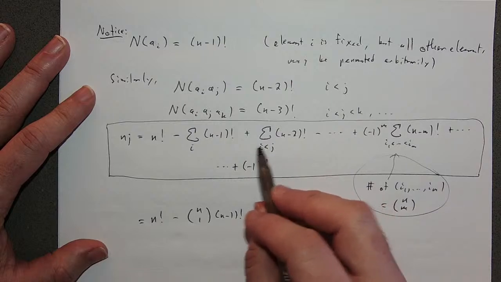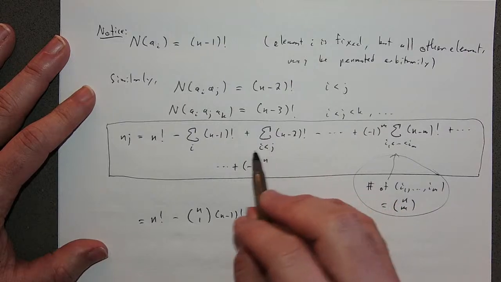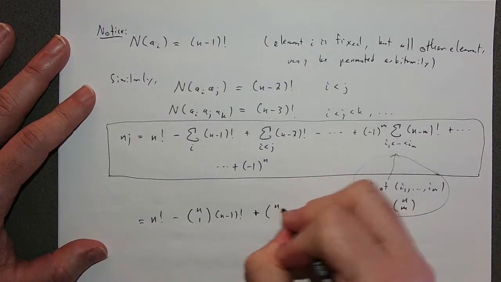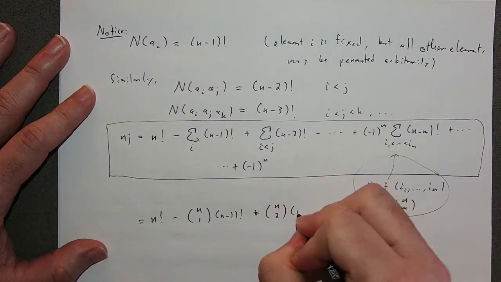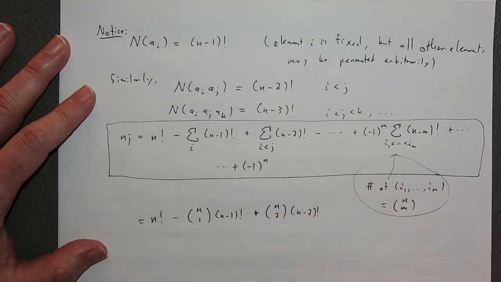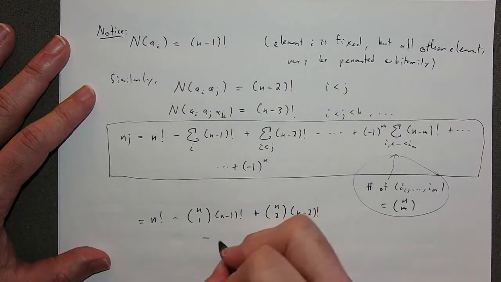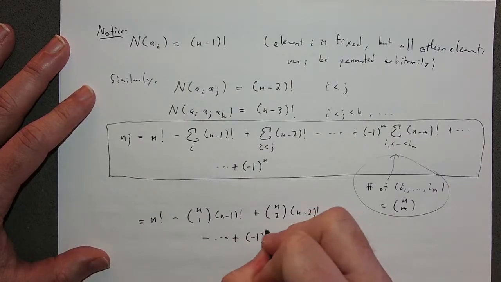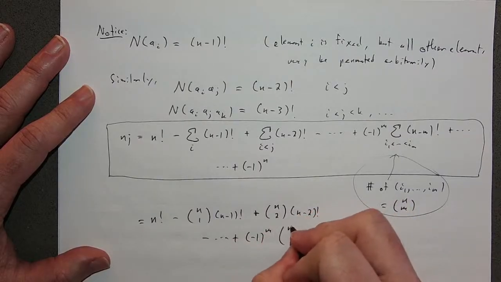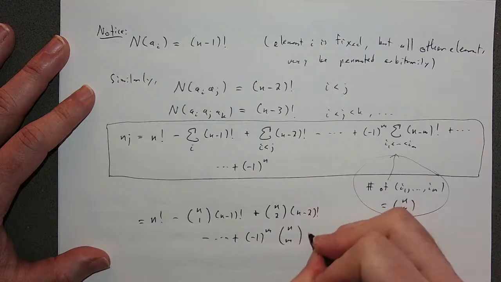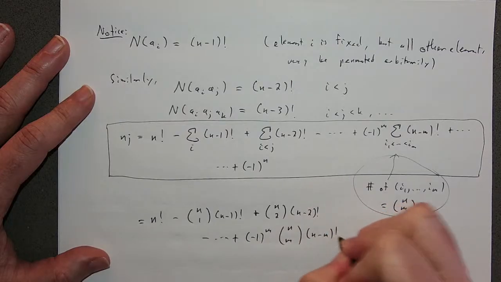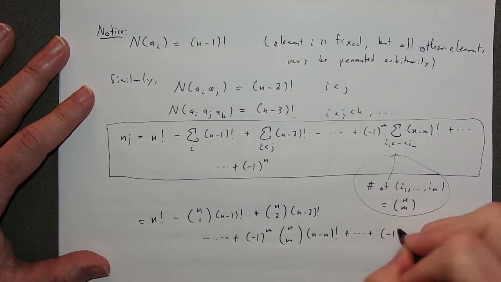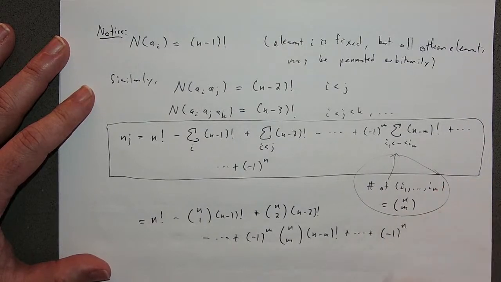Plus, taking 2 at a time, I'm summing over i less than j, so this is: how can I choose two indices, i and j, with i less than j, from n total? Well, that's n choose 2, times n minus 2 factorial. And so on, minus, plus. Your generic term is minus 1 to the m times n choose m times n minus m factorial, and so on, all the way to minus 1 to the n.